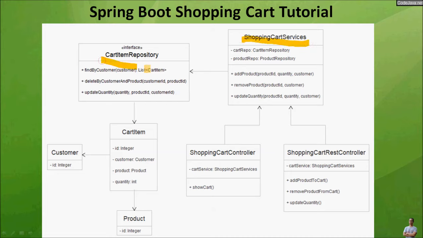And in the business service layer, we need to code the ShoppingCartService class that depends on the CartItemRepository here, and it implements the basic operations of a shopping cart: add product, remove product, and update quantity. And in the controller layer, we need to code the ShoppingCartController, which is a Spring MVC controller that handles the request to show the content of the shopping cart for a specific customer.